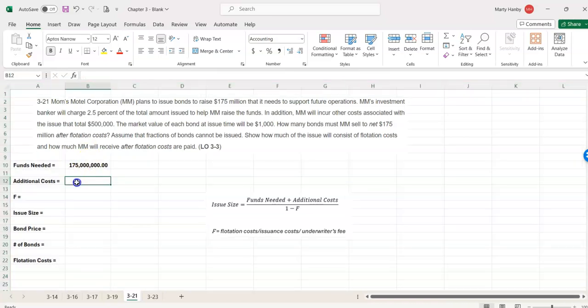All right, so additional costs, $500,000. Flotation costs for the investment banker, 2.5%, 0.25%.